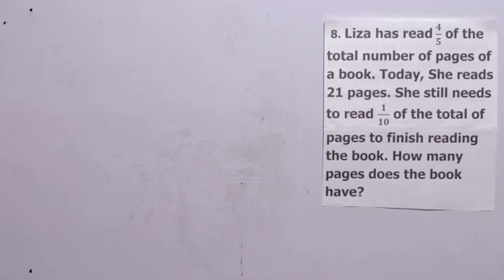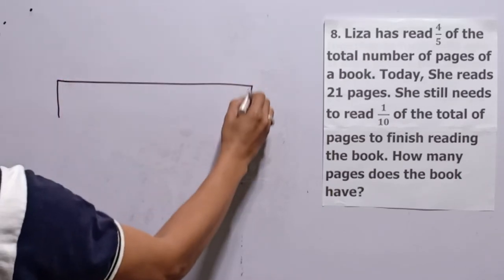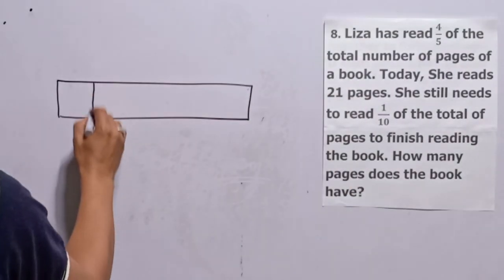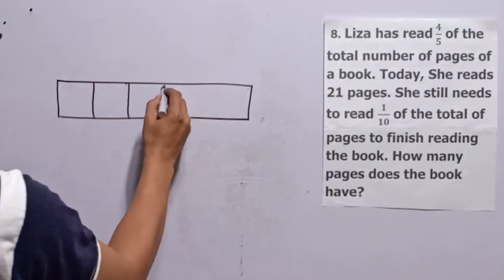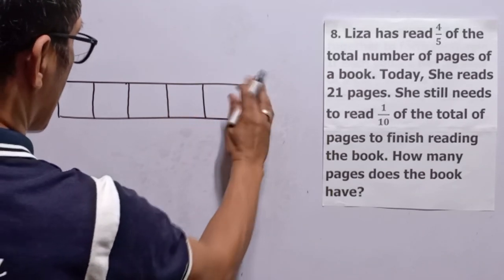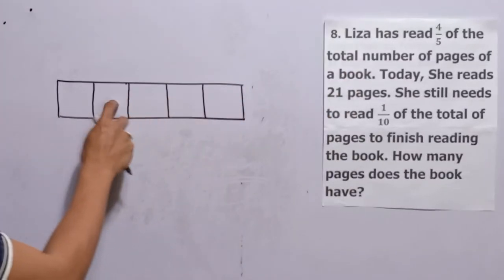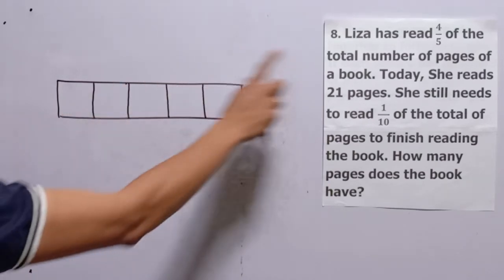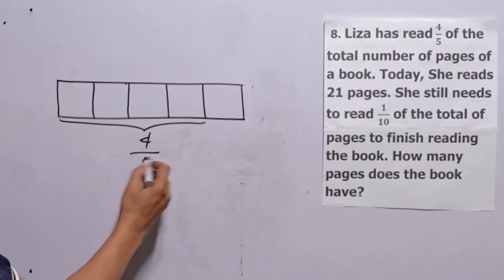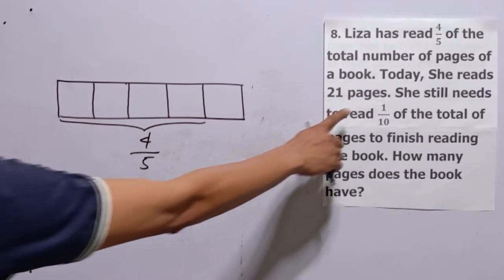Sorry for the correction. So let's have first 4/5. Let me draw a block. Then let's divide this into 5 parts to get 4/5. Assuming all the parts are equal, we have 1, 2, 3, 4, and there are 5 parts now. Let's get 4/5. So this is the 4/5 she read. Then today she reads 21 pages.